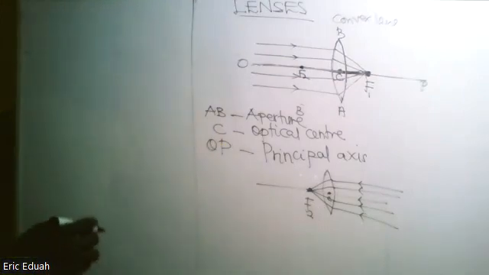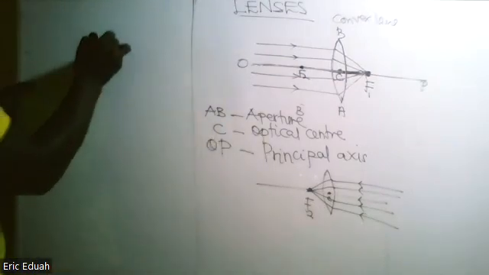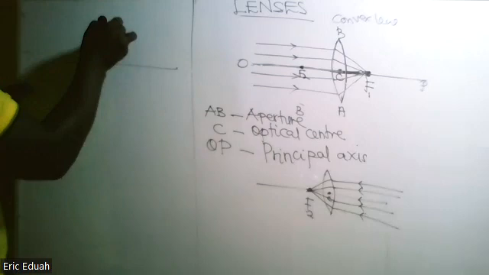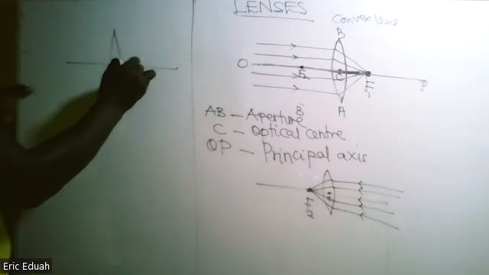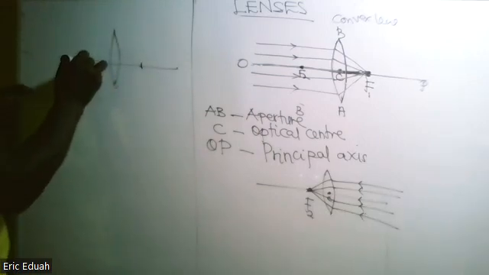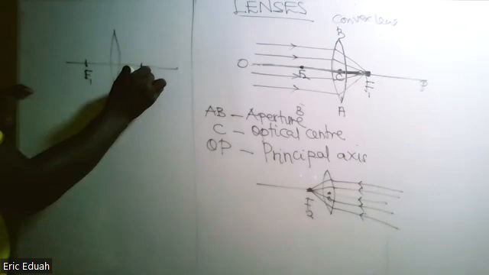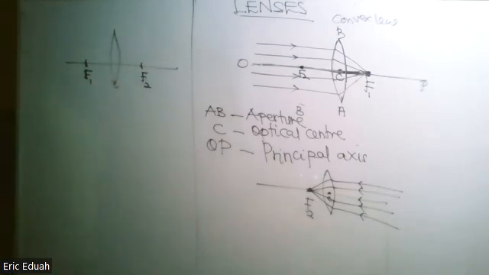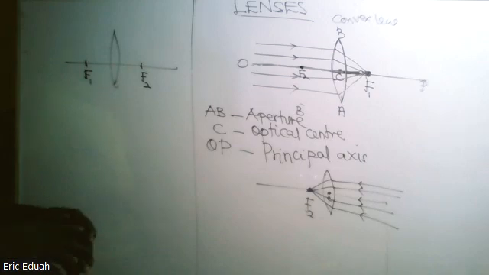So when you draw a convex lens, we have two principal foci, F1 and F2. A point where paraxial rays actually converge after refraction is the principal focus or the focal point.